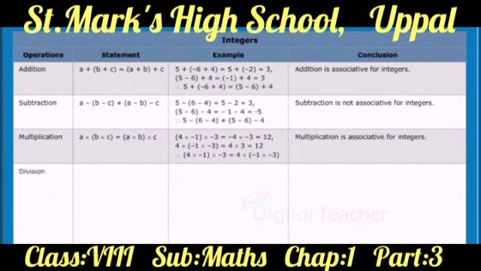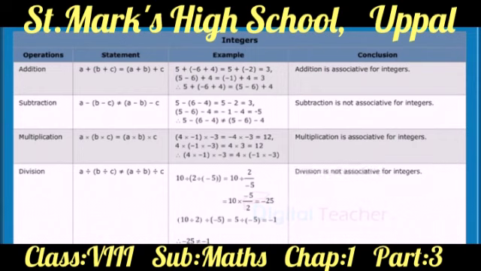Under division, it states that the quotient obtained by the division of three integers is not the same if the order of the numbers is changed. For example, when 10 is divided by (2 divided by -5), we get -25. And when (10 divided by 2) is divided by -5, we get -1. So, -25 is not equal to -1. It concludes that division is not associative for integers.